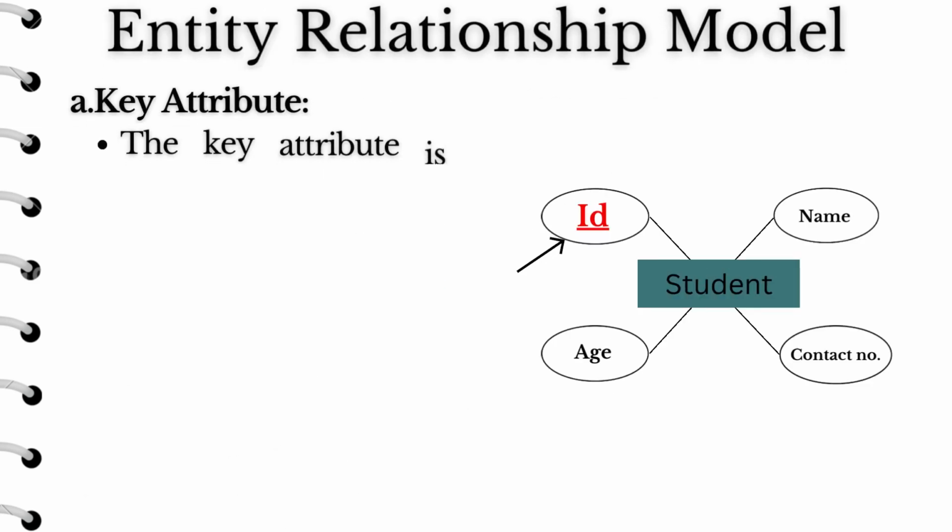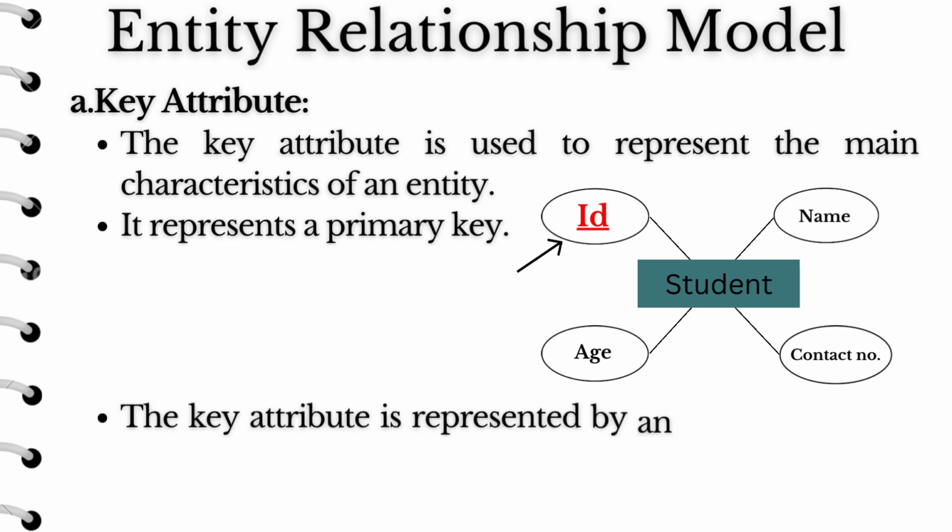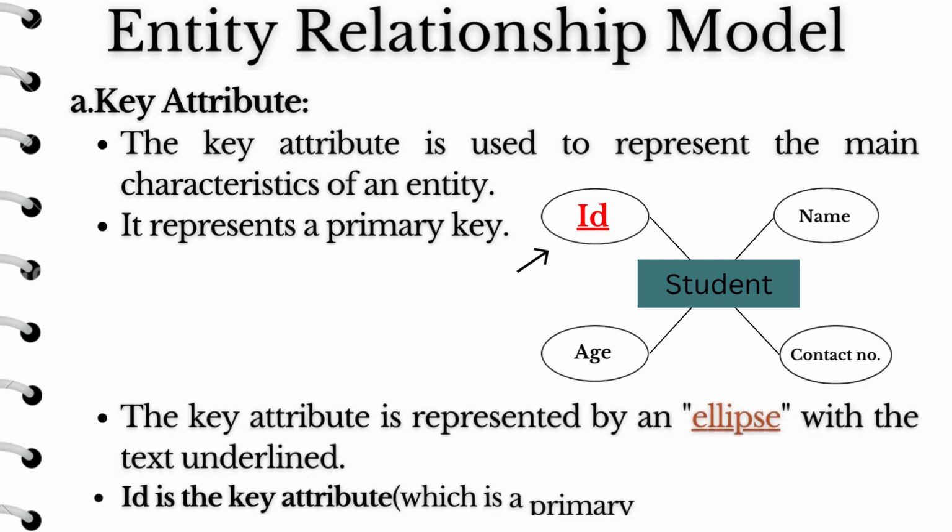Let's move on to key attribute. This is used to represent the main characteristics of an entity. It represents a primary key. It is represented by an ellipse with the text underlined. ID is the key attribute, which is a primary key, and hence it is underlined.